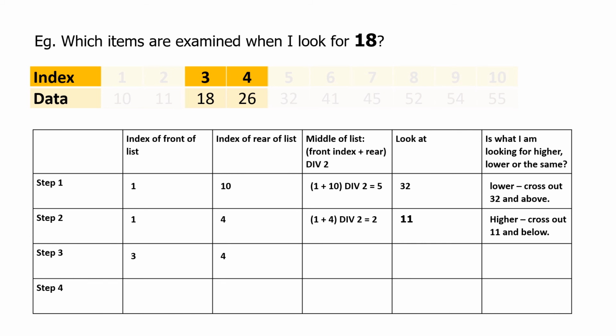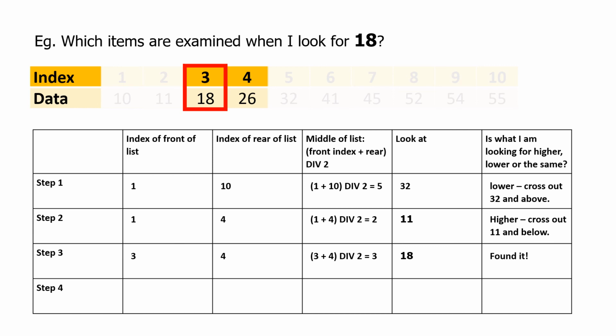And although it seems a bit ridiculous, we need to know which item we have to look at first. So we add 3 and 4 together, which gives us 7. 7 div 2 is 3, because 7 divided by 2 would be 3.5, so we ignore the half, we just have number 3. So when we're at the number 3, we look at the number 18. So is it higher, lower, or the same? Well, it's the same. We found it. So at index point 3 was the number 18.